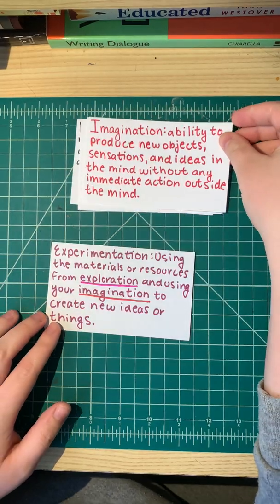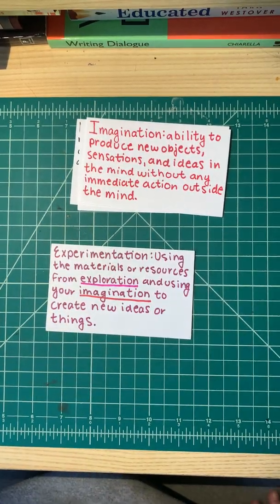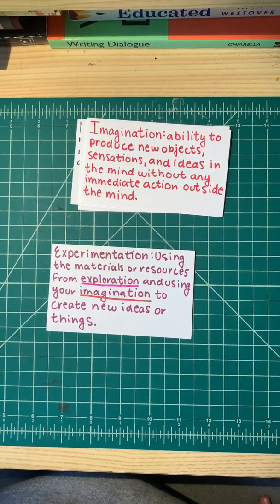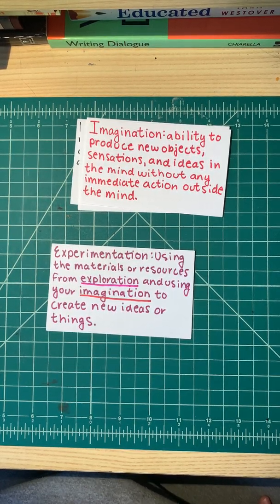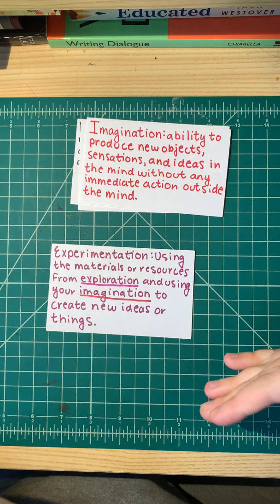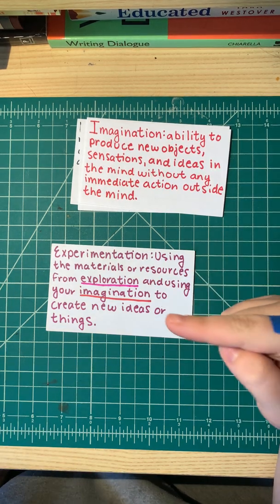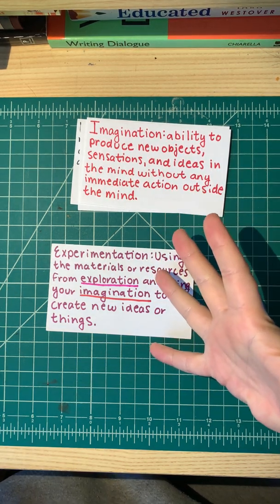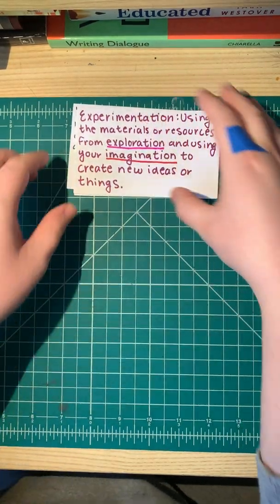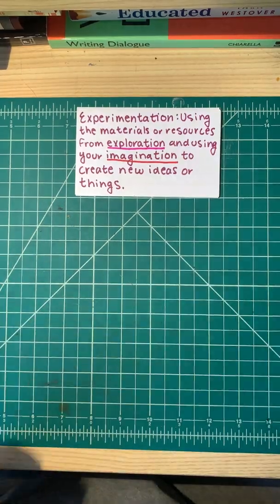And lastly, we have experimentation, using the materials or resources from exploration and using your imagination to create new ideas or things. So they kind of line up together. So you use exploration and imagination to make an experiment. So in order to play our game, we will need our tools.